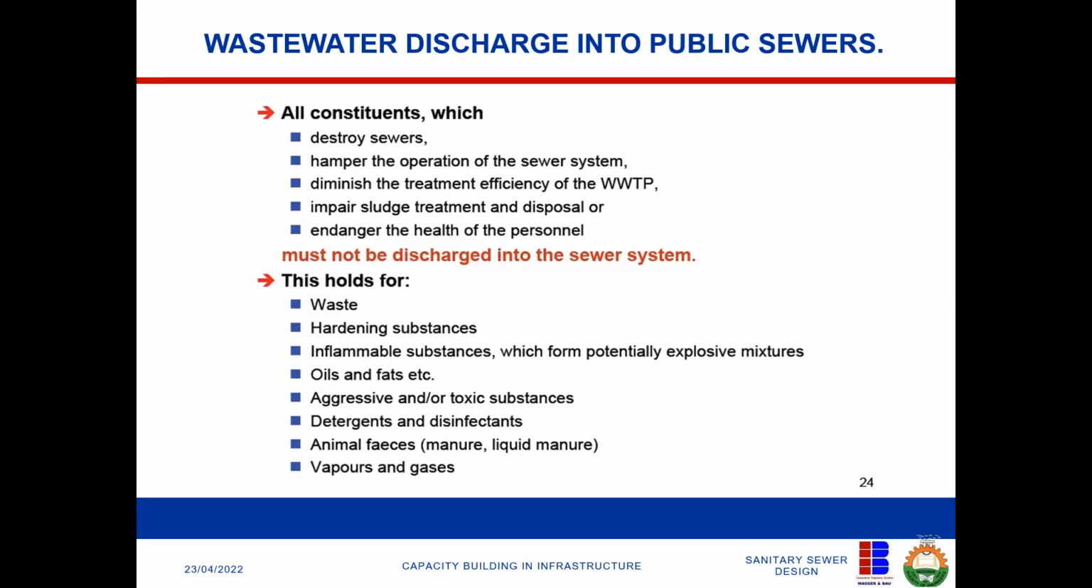You should not discharge things that destroy the sewer line, that hamper the operation of the sewer system, or that diminish the efficiency of the wastewater treatment plant, or that could impair sludge treatment. You should not allow any of these things to get into your wastewater. That's what this slide is talking about. Then for the ones going to the treatment plant, you should not allow all these substances to go there, because they will distort it. Some of them will even kill the bacteria. It's like allowing acidic material to go into your biological treatment plants. All the bacteria there that are meant to be your agent will all die.